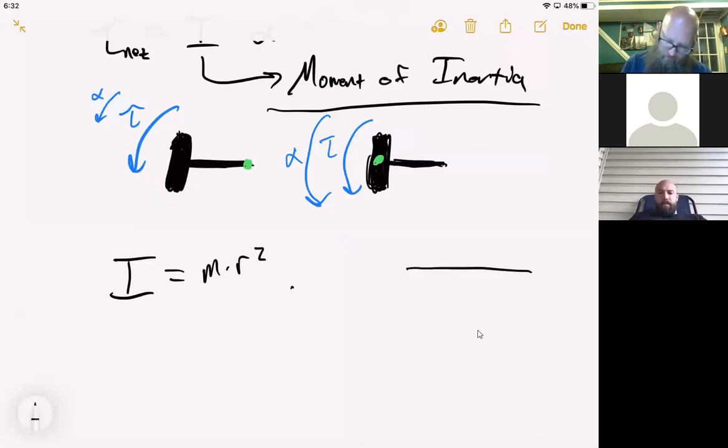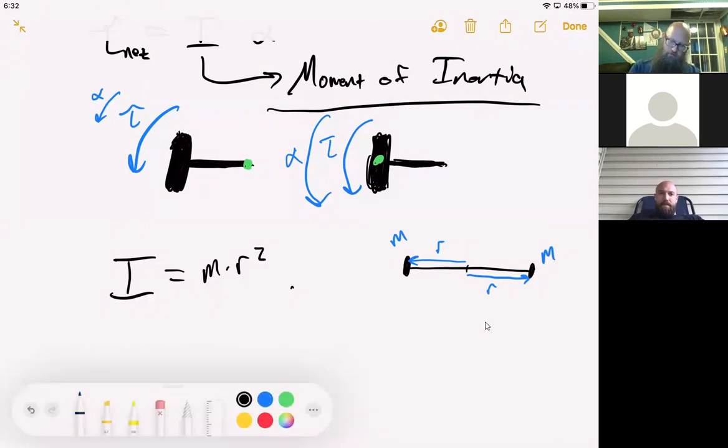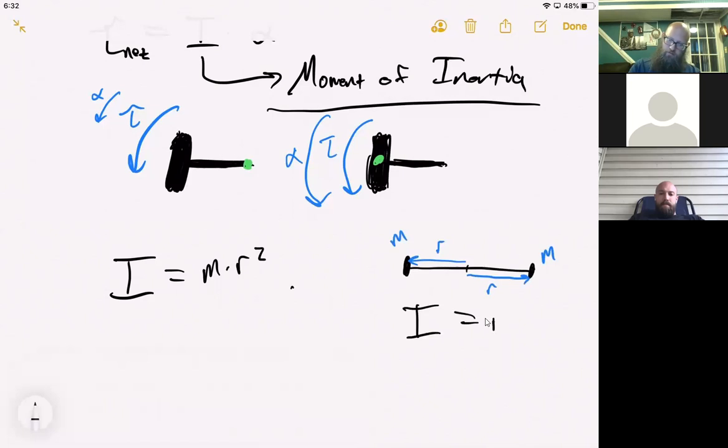So if I have, how do you draw a baton? It's kind of like a barbell. Let's ignore the mass of the bar and just say I have a baton and I'm going to rotate it around the center. So I've got two masses, a mass here and a mass there. I have small children. Okay. So the moment of inertia for this system about its center would be mr squared plus mr squared, so 2mr squared because there are two masses there.